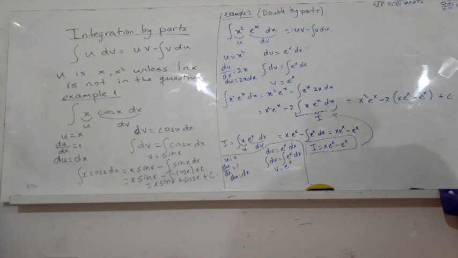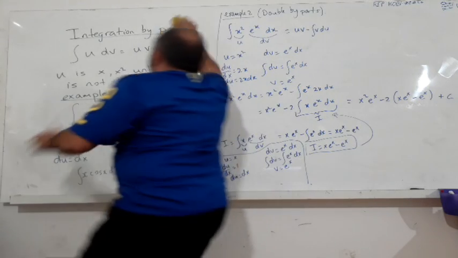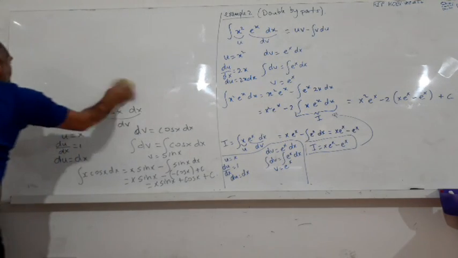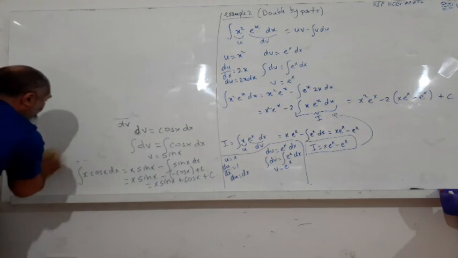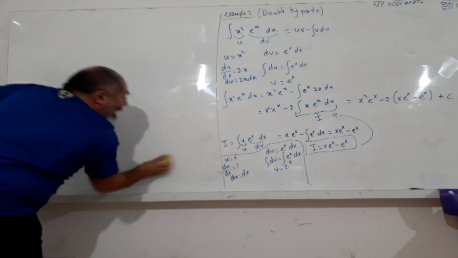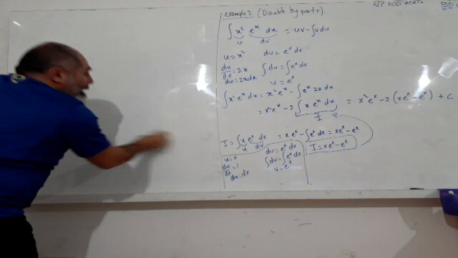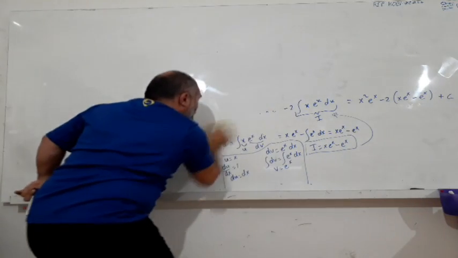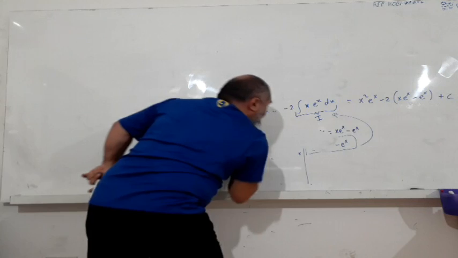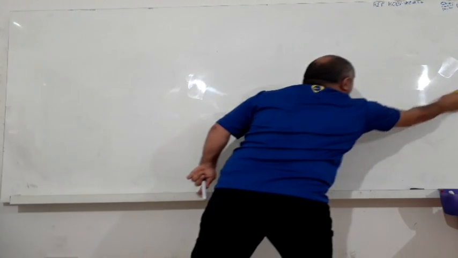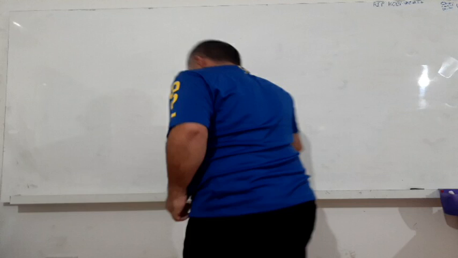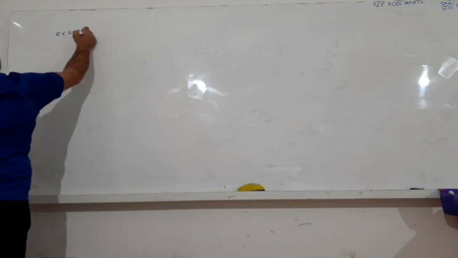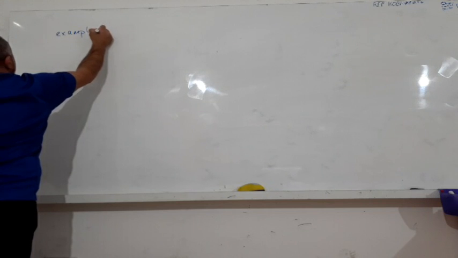with ln x. This is going to be example 3 for integration by parts. Now we have a clean board here, and let's write example 3 for integration by parts. Say that x squared ln x dx.